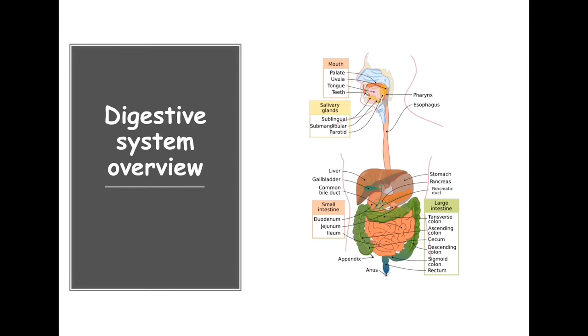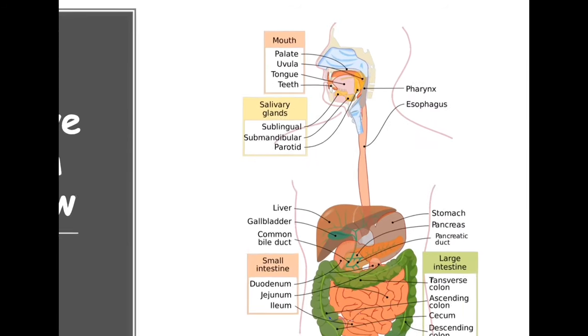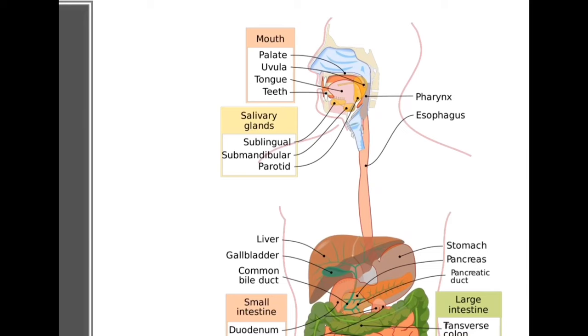Let's look at an overview of the digestive system. Here we start off with the mouth. The mouth has several parts: the palate, the uvula, the tongue, and teeth. And the teeth, we'll talk a little bit more about that for the mechanical breakdown. Then we have the pharynx, which is pretty much the back of the throat region. Then we have our esophagus, which is also known as the food pipe.